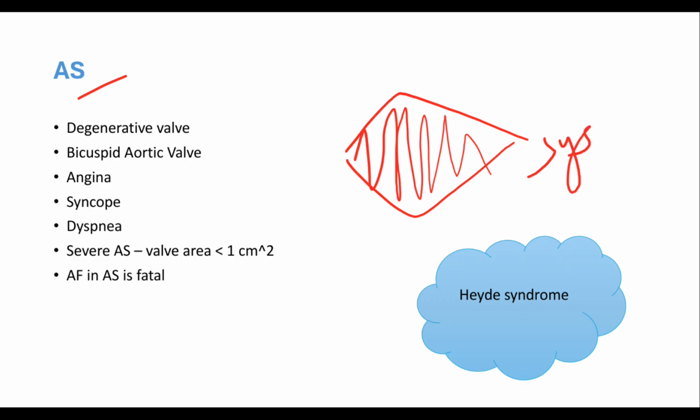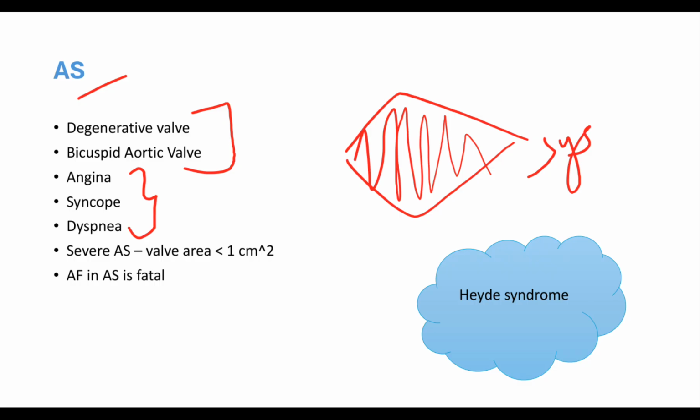What are the etiologies of aortic stenosis? It can be a degenerative valve in case of senile degeneration, that means in old age, or a bicuspid aortic valve, which can also be associated with Turner syndrome, right? So what is the triad of presentation of aortic stenosis? It's angina, syncope, and dyspnea.